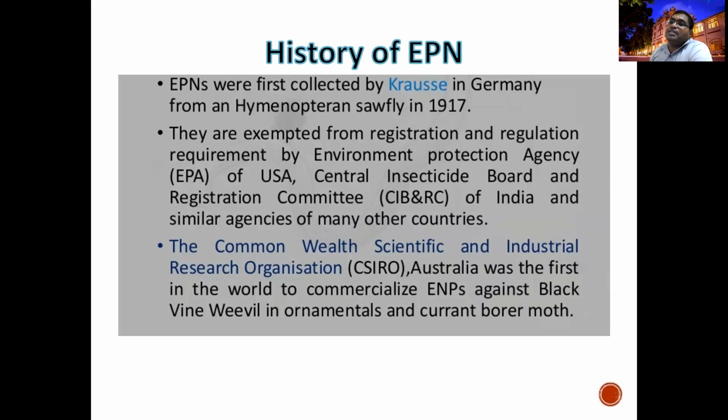A brief history of entomopathogenic nematodes: EPNs were first collected by Kraus, a scientist in Germany, from Hymenoptera sawfly pupae, which he isolated. In the 1970s they were exempt from registration and regulation requirements by the Environmental Protection Agency of the USA, the Central Insecticide Board and Registration Committee of India, and similar agencies of many other countries, because not much was known regarding non-target effects.